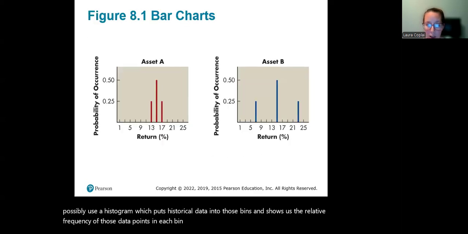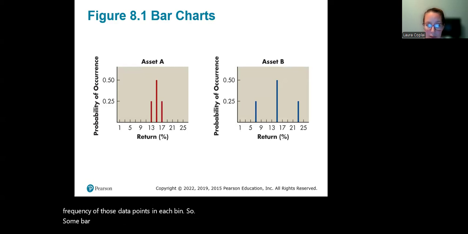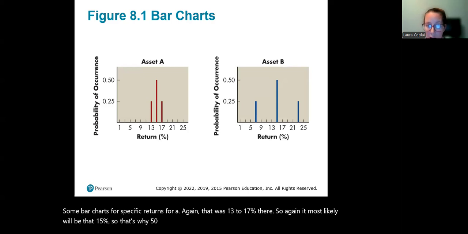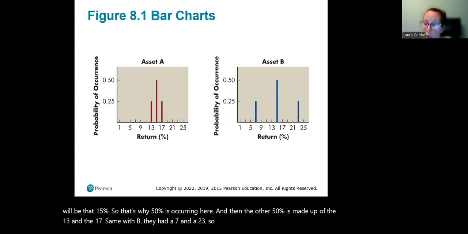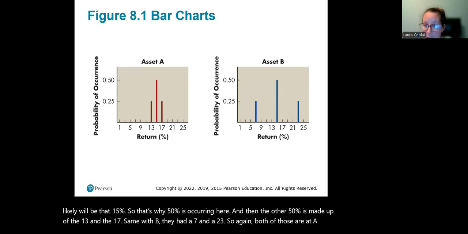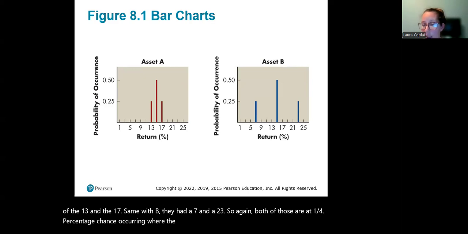So here are some bar charts for specific returns for A. Again, that was 13 to 17%. So again, it most likely will be that 15%. So that's why 50% is occurring here. And then the other 50% is made up of the 13 and the 17. Same with B. They had a 7 and a 23. So both of those have a quarter percentage chance of occurring, where the most likely, at 50%, is occurring at 15%.